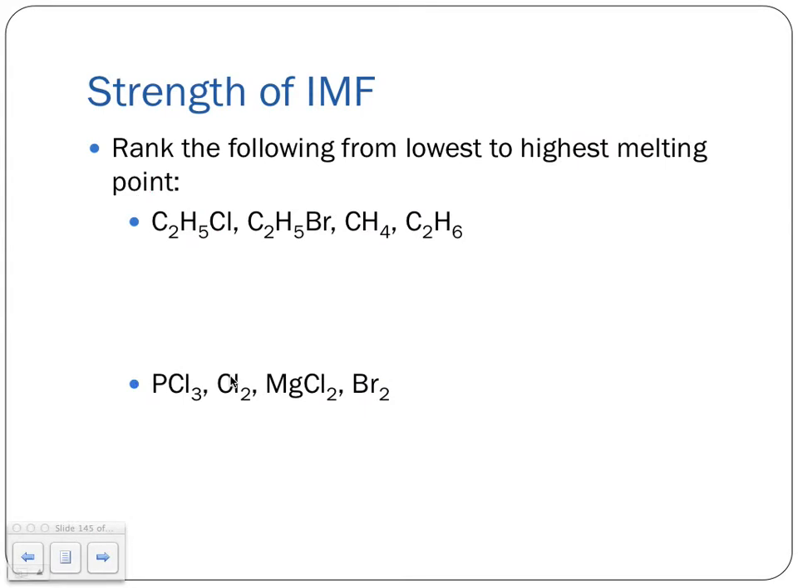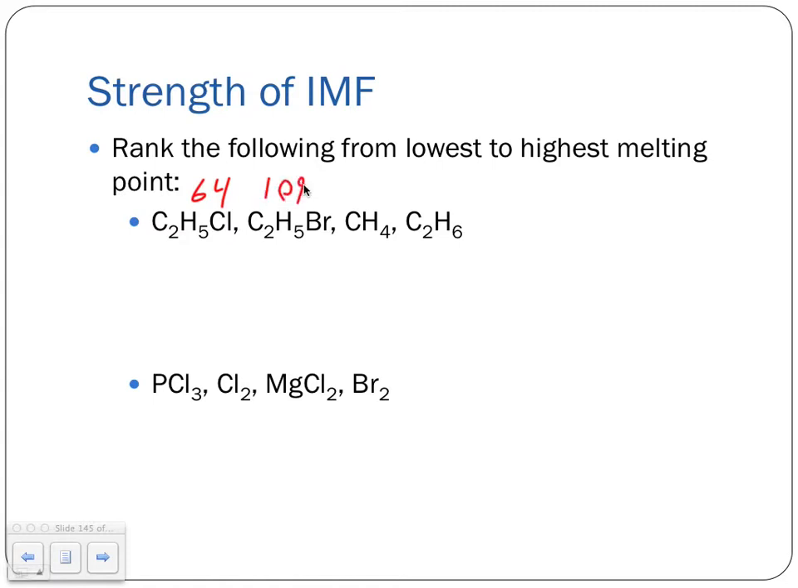So let's rank the following from lowest to highest melting points: C2H5Cl, C2H5Br, CH4, and C2H6. Same thing, we're going to start off by looking at the masses. And so for the masses here, C2H5Cl, that's carbon is 12 times 2, plus 5 hydrogens, plus chlorine, which is 35, gives us a total mass of about 64. Once again, just estimating. C2H5Br has 2 carbons, 12 times 2 is 24, plus 5 hydrogens, plus a bromine. Bromine has a mass of 79.9, so we'll put in 80, so 109.